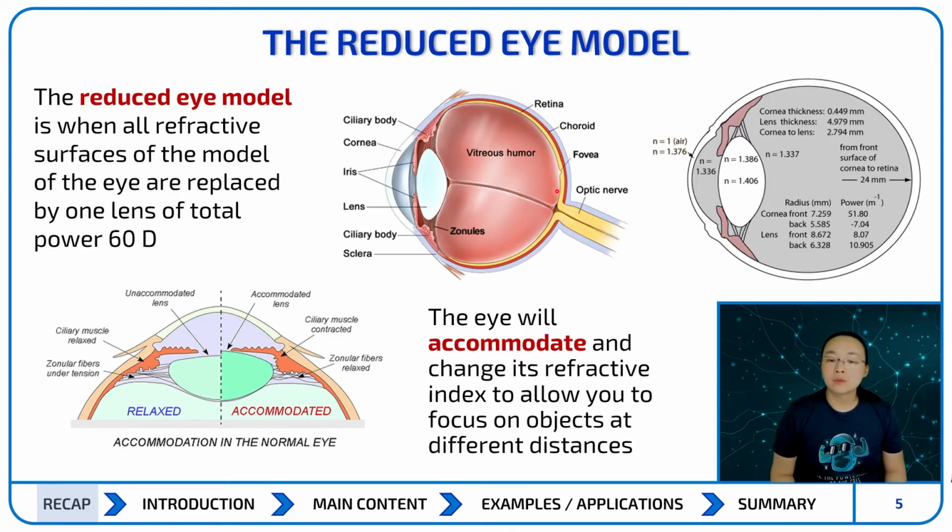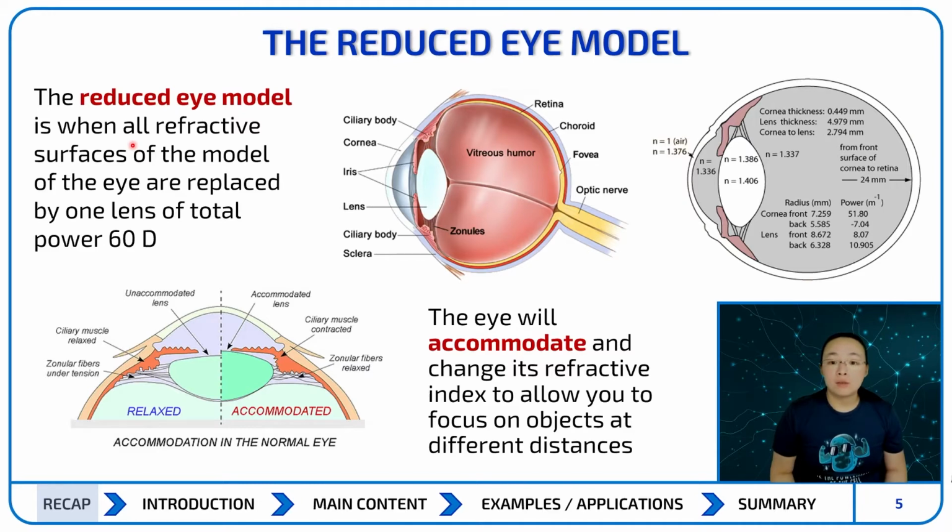And so therefore, there's going to be approximately 4 calculations that you would have to do in order to calculate the total refractive power of all the lenses combined. So instead of calculating each of these separately every single time, we combine all of it and we use something called the reduced eye model. That's when all of the refractive surfaces of the model of the eye are replaced by one representative lens, and that representative lens has a total refractive power of 60 diopters.